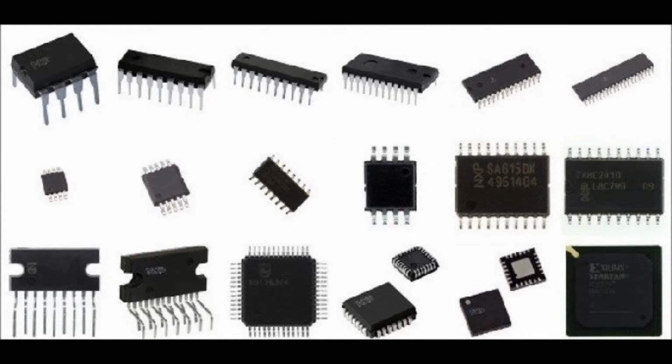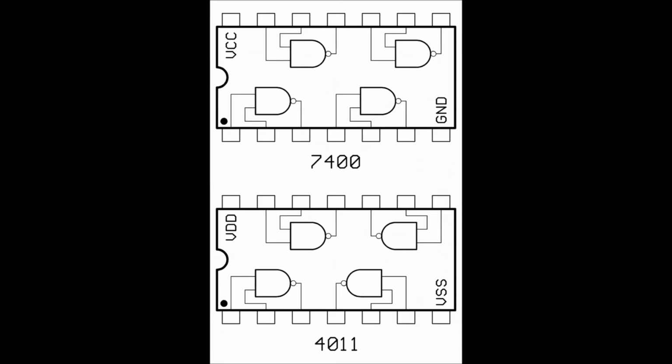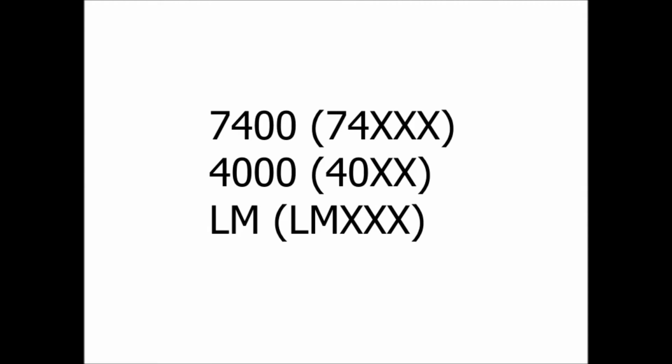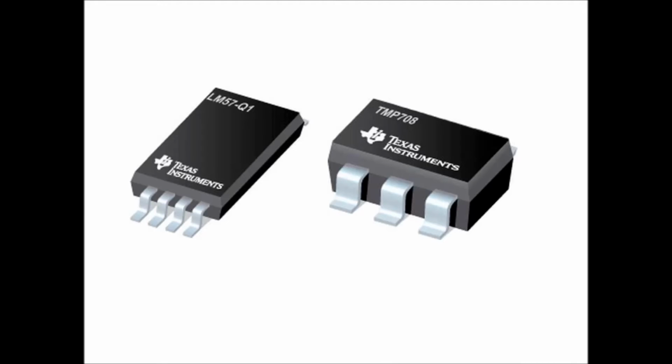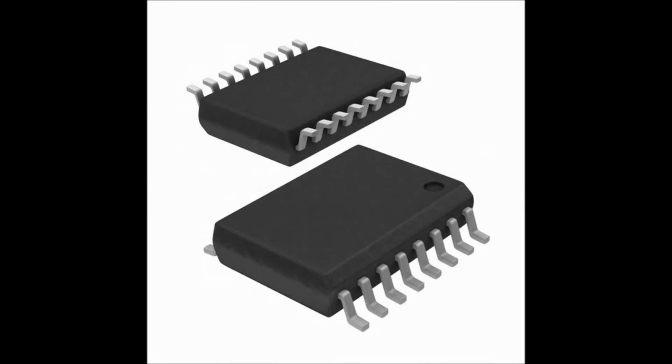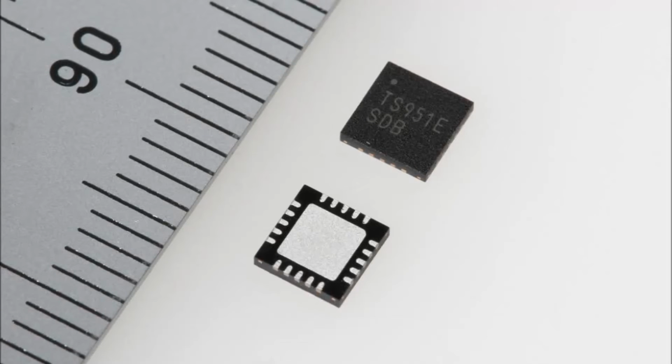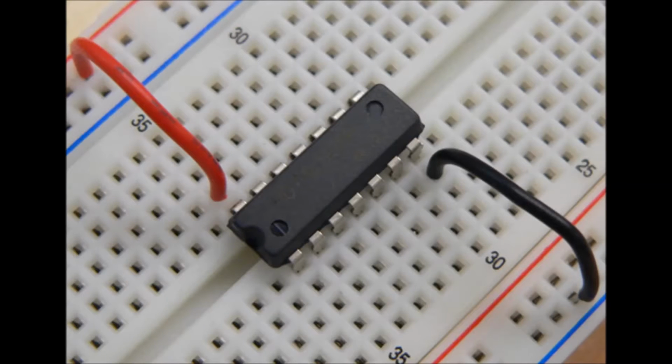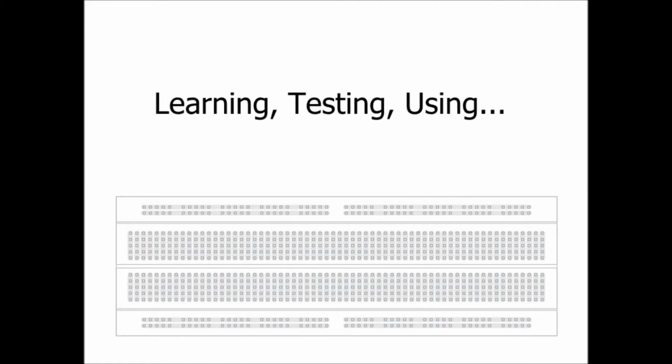There are many types of ICs designed and produced by different manufacturers. But a few series have a common usage, like 7400, 4000 and LM series. They are usually produced in small packages, like DIP, SOIC, QFP, QFN. DIP package is very popular. It's compatible with breadboards. There are some difficulties with learning, testing and using ICs.